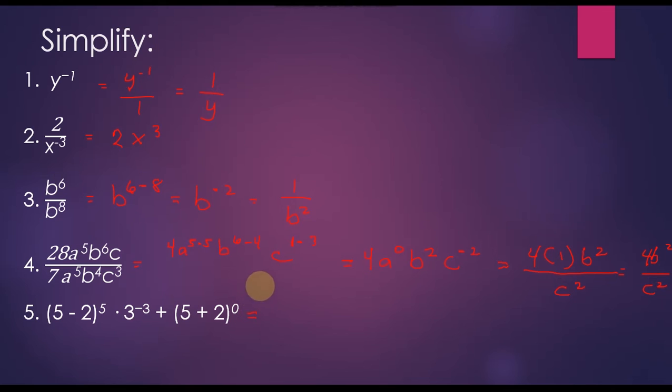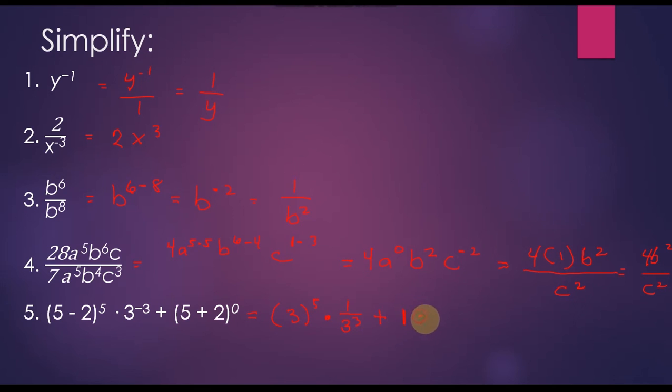Last, number 5. Just use PEMDAS in this condition. So solve first for the inside of the parentheses. This 5 minus 2 will give you 3 raised to 5 times, we have here the exponent. Of course, this is a negative exponent, so I can write this as 1 over 3 cubed, plus 5 plus 7. Of course, I saw here a 0. So it means this whole expression is equal to 1. So plus 1.